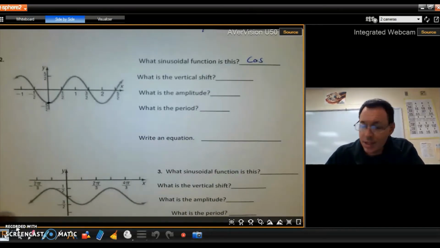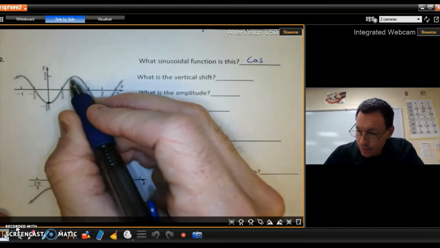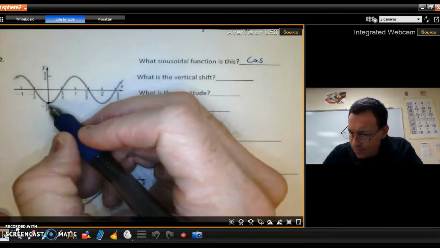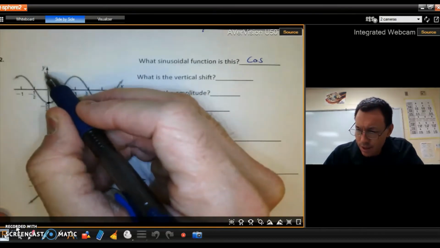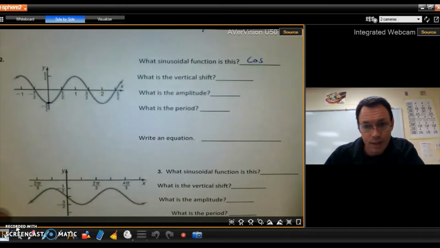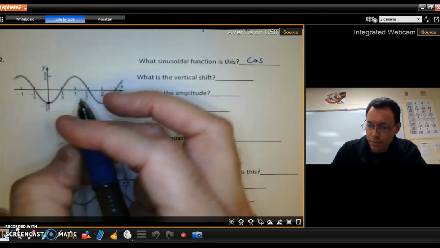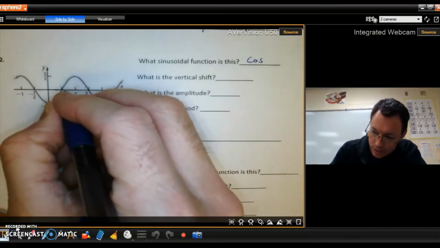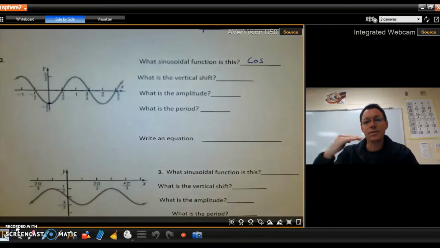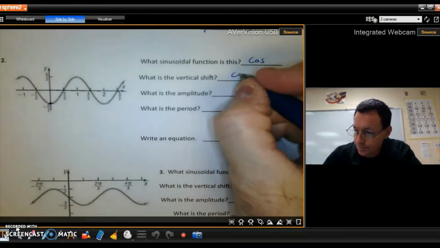What's the vertical shift? Again, this graph goes down to here, it goes up to here. This says 5 halves. Okay, so this is 5 halves, this is 5 halves, so what's that, like 2.5? Okay, they're the same, so there is no vertical shift. Again, this is the middle of our graph. The middle of the graph, the midline, and the x-axis are the same. So there's been no vertical shift.